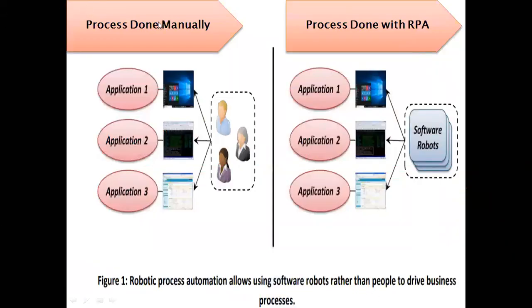Process done manually, process done with RPA. When we are doing it manually, if you look here, the client might be using one or multiple applications. On top of the applications, human robots are working. And in the process done with RPA, on top of the applications, in the place of the human workforce, we have a digital workforce here.